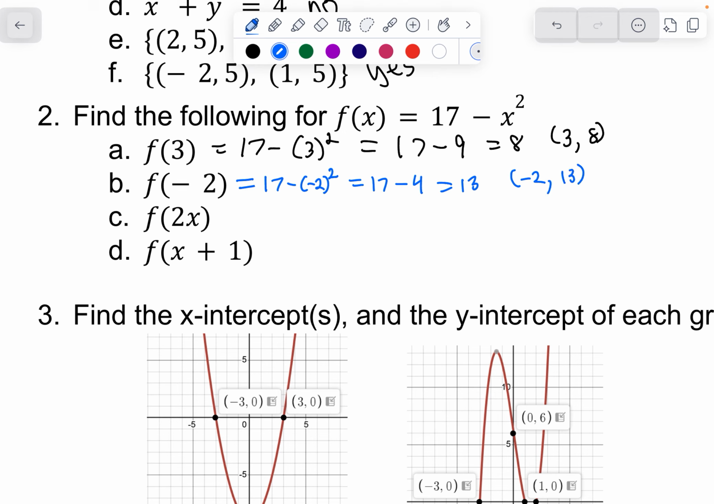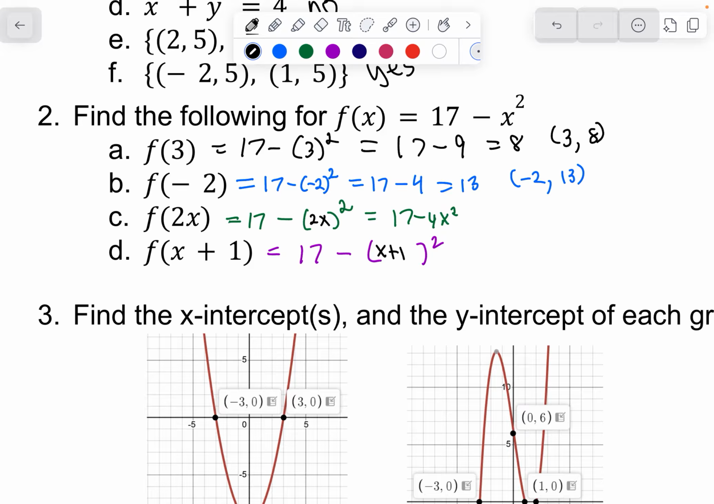Now in C here, you'll notice when we're going to input something, it has an x in it. Well, you're just still taking out the x and replacing it with 2x. To do that, you're going to do 17 minus that input squared. So just put your 2x right here. When you do that, you have to square the 2x first. So it would be 17 minus 4x squared. Now the hardest one on this list is the bottom one. Not the input necessarily. That's just 17 minus that thing squared. So we're inputting our x plus 1.